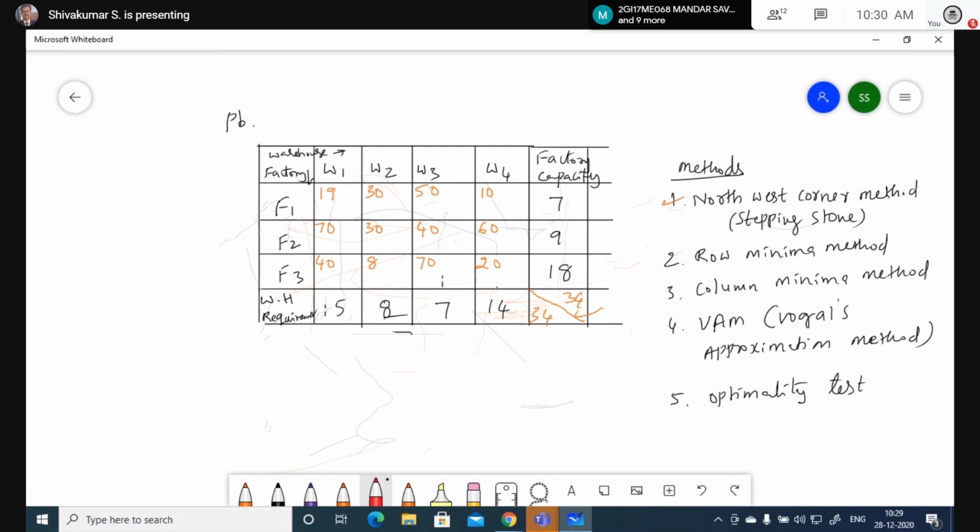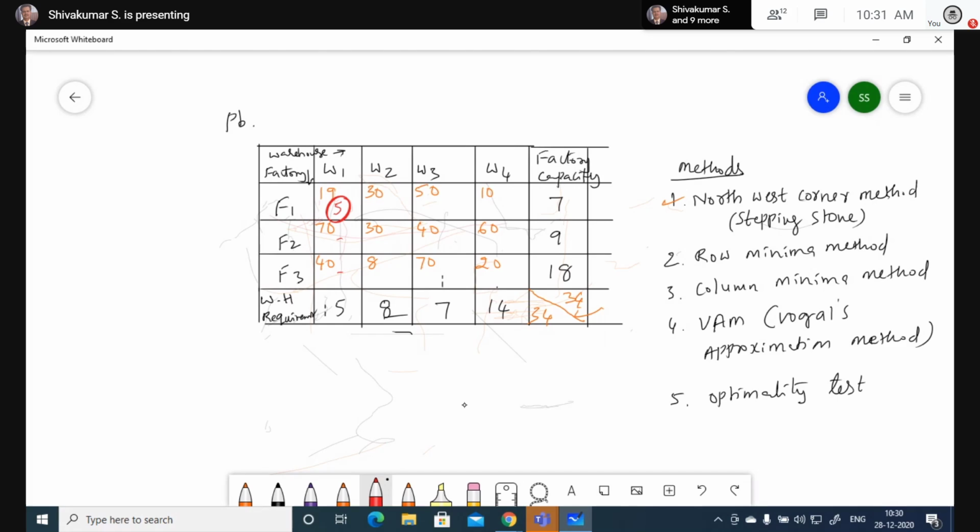Now, I told you we'll start with the northwest corner method. North is this side, and west is the left side. So first of all, you take the first cell, the northwest cell. Check what the factory capacity is. 7 is the capacity, whereas the requirement is only 5. So I'm going to allocate 5 completely here, because 5 is the requirement only. Even though the factory has a capacity of 7, only 5 can be allocated here, because the warehouse requirement is only 5.